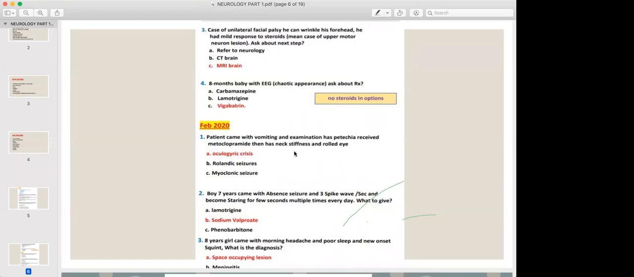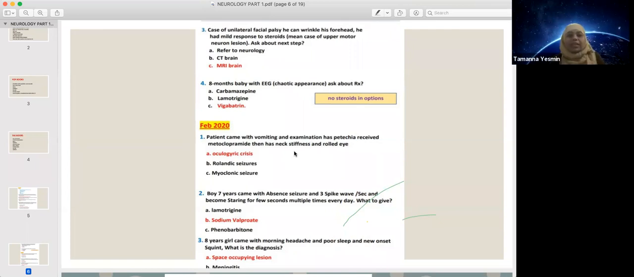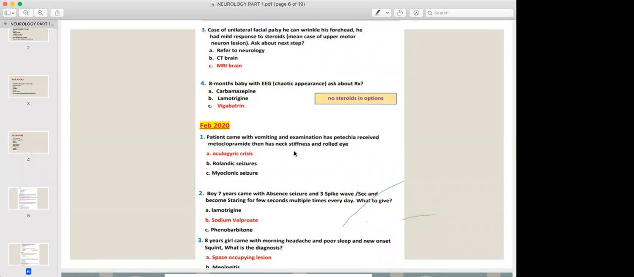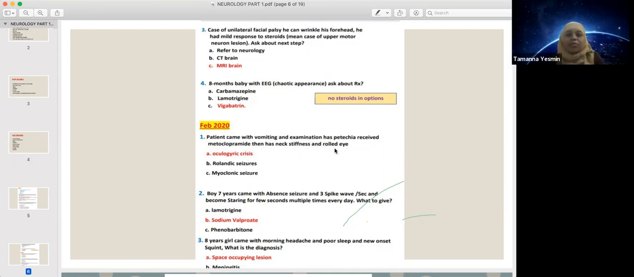Next question is: a patient came with vomiting and examination showed some petechial rash. He received metoclopramide. Then he developed stiffness of the neck and upward rolling of the eyes. What is the name of this syndrome? It is called extrapyramidal syndrome or oculogyric crisis, and it occurs due to dystonia. Yes, dystonia, very good.